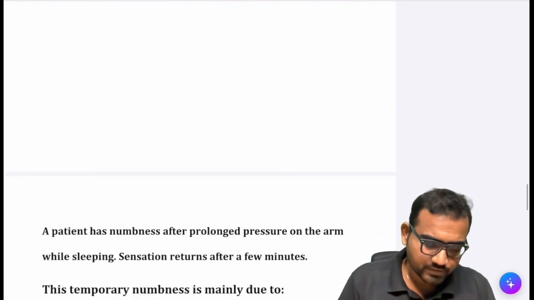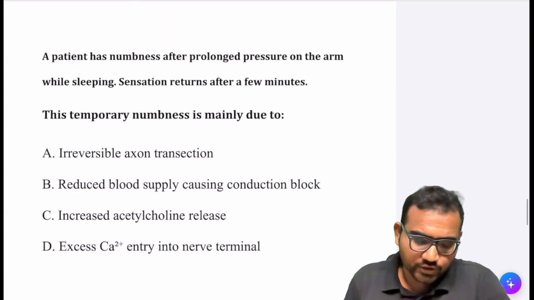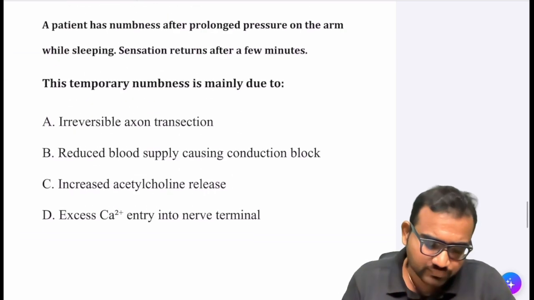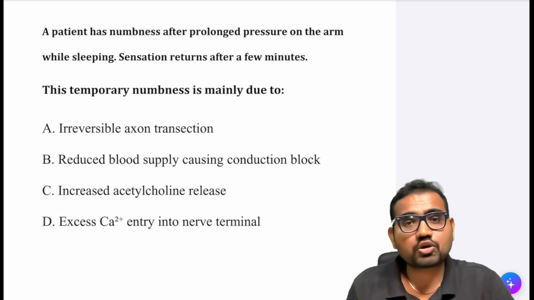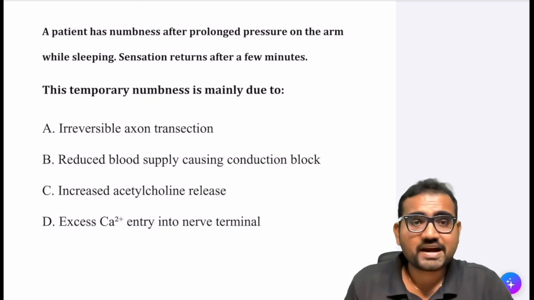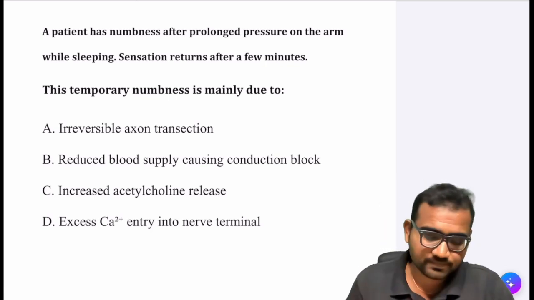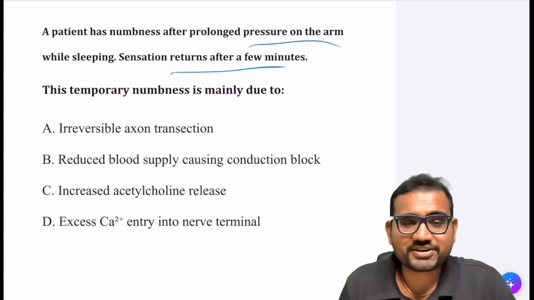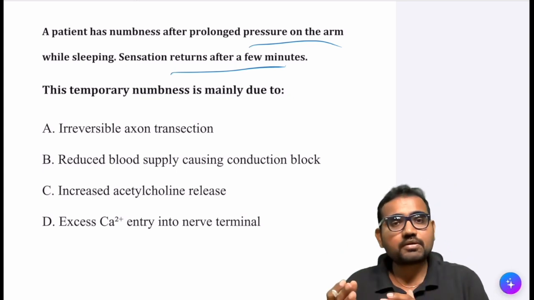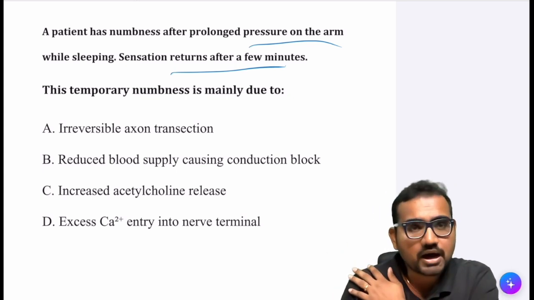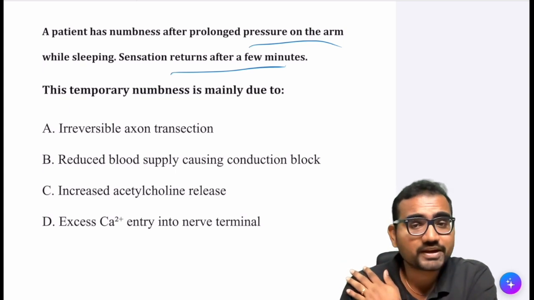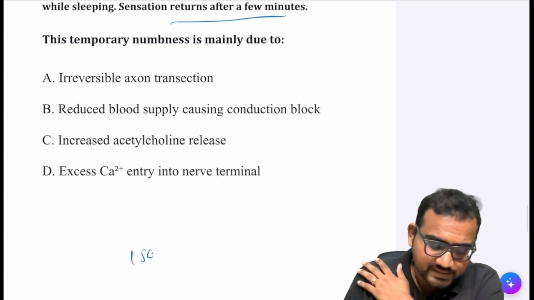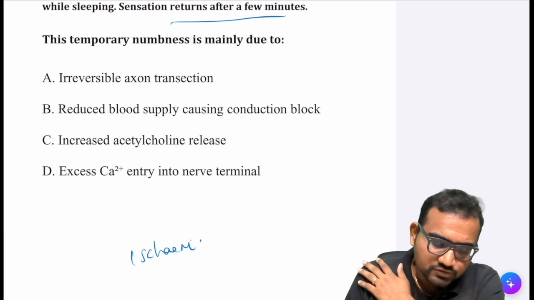Okay, now moving on to the next MCQ, the last MCQ. The patient has numbness after prolonged pressure on the arm while sleeping, and the sensation returns after a few minutes. We all would have felt this, right? So what happens if I sleep on a particular arm for a prolonged period of time? The blood supply in the arm is going to decrease, right? Ischemia. So what happens in ischemia?